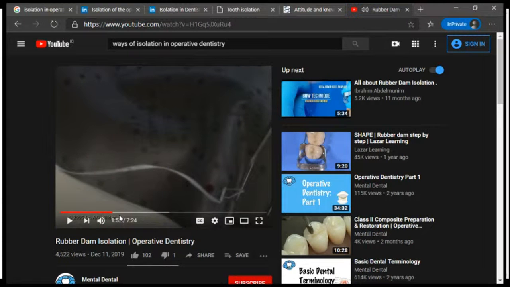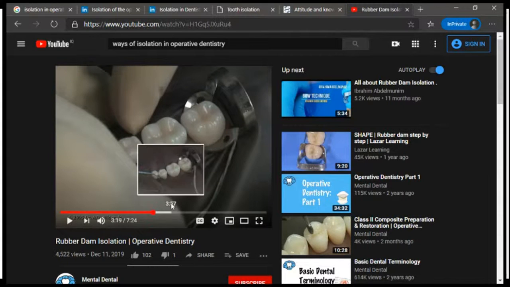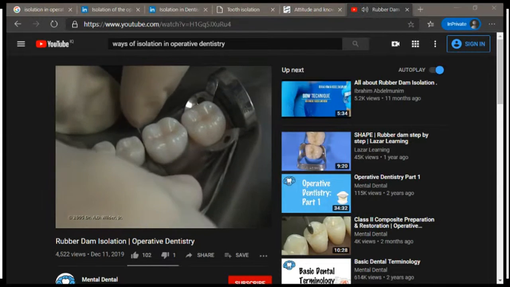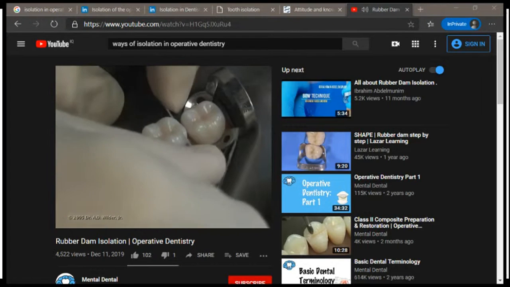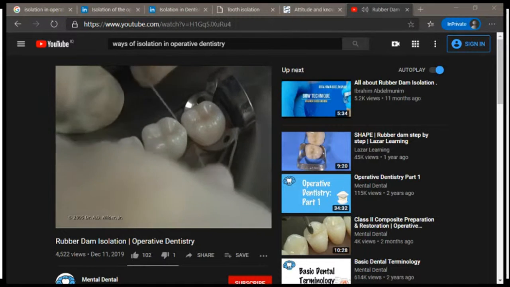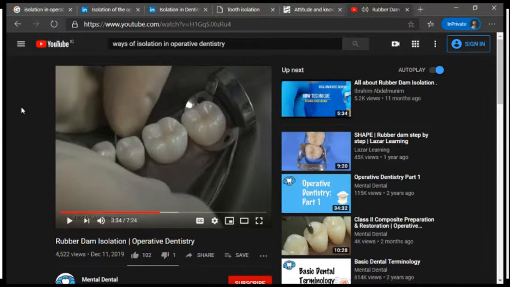And this is a very important step here, to check the anchor. Of course, fitting the rubber dam between the teeth is a very important technique to learn and to make it fit well while doing the restoration procedure.